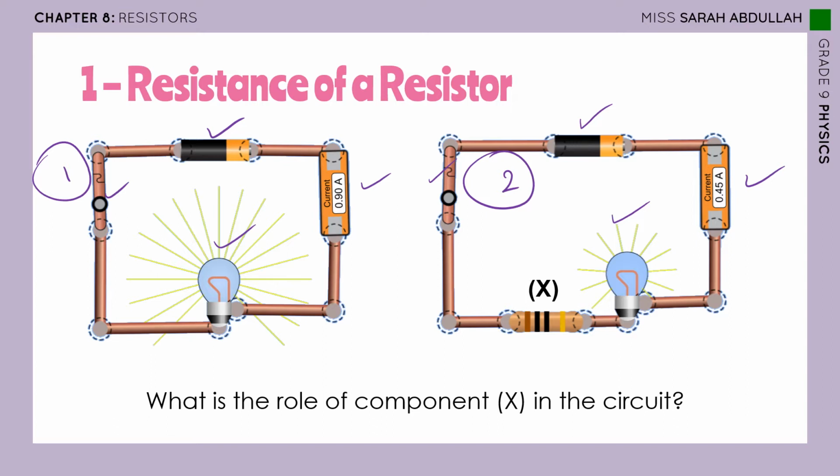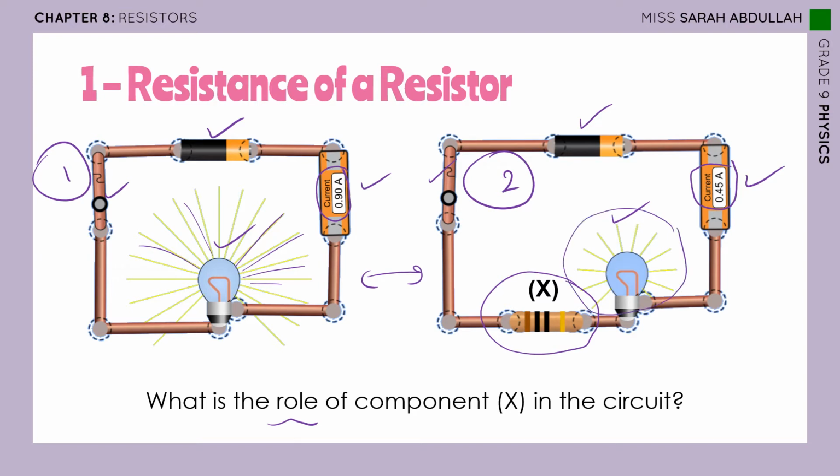But what is the difference between these two circuits? What can you see? What is the role of this component in the circuit? Let's look at the reading of the ammeter. In the first circuit, it was 0.9, but in the second circuit, it became 0.45. So when I inserted this component in the circuit, the current in the circuit simply decreased. How about the brightness of the lamp? The lamp here is shining so bright, whereas the lamp here is still glowing, but not as bright as circuit 1.